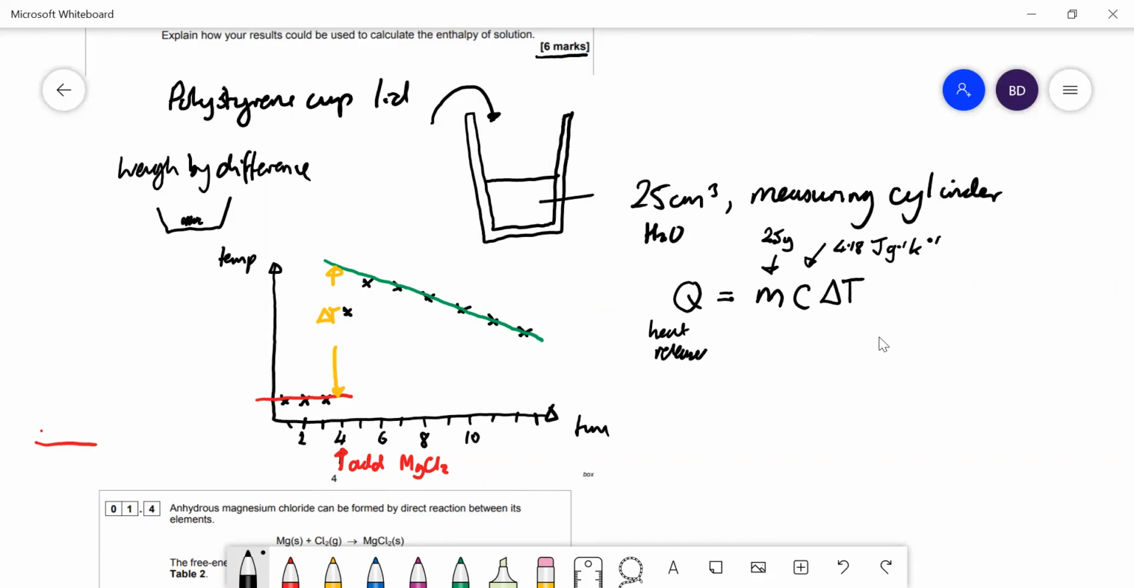It's not per mole. But we want to work out delta H solution. So delta H solution is going to be Q divided by the number of moles of magnesium chloride solid that we added. Okay, so how are we going to find out the moles of magnesium chloride? We're going to find that out by doing moles equals mass over the Mr. So I think we've got all the necessary information down there to get 6 marks. You do need to have that cooling curve thing there to make it work.